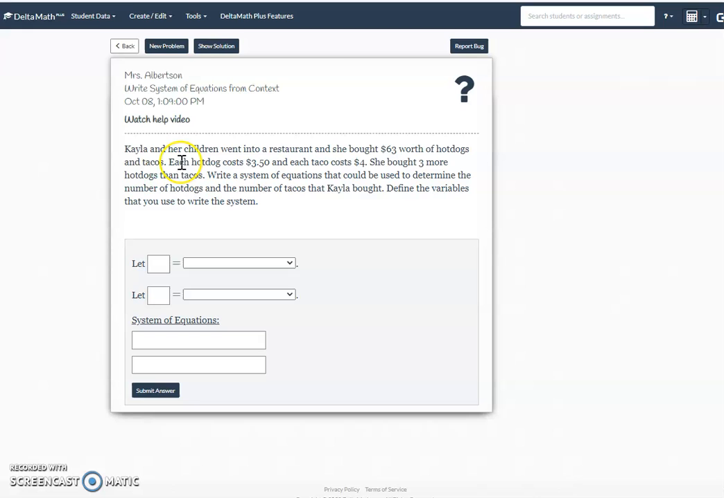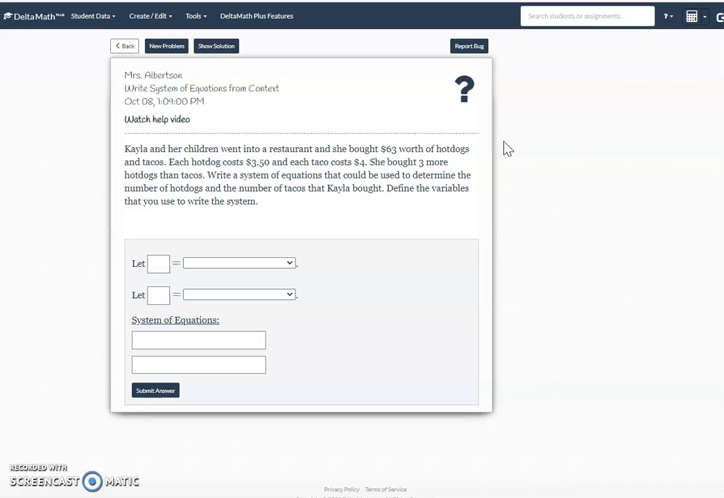All right, so first up, Kayla and her children went into a restaurant. She bought $63 worth of hot dogs and tacos. Each hot dog was $3.50. Each taco was $4. She bought 3 more hot dogs than tacos. So write a system of equations that could be used to determine the number of hot dogs and the number of tacos that Kayla bought.